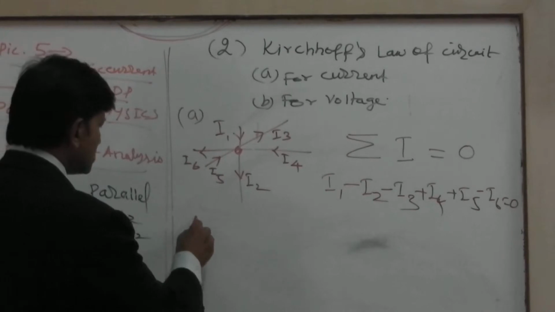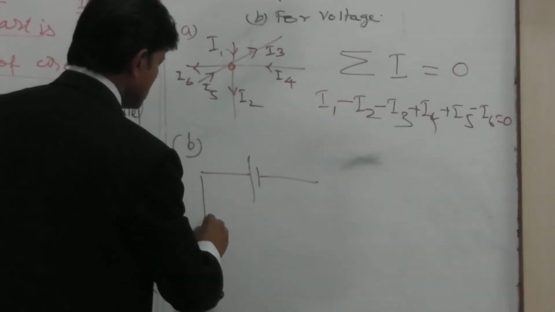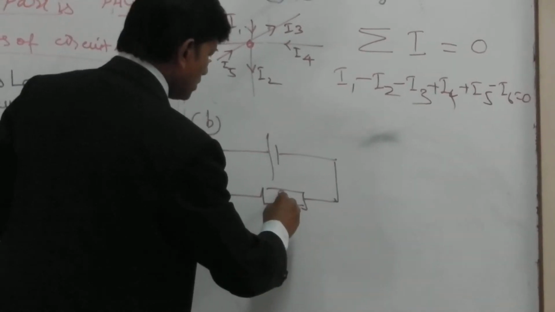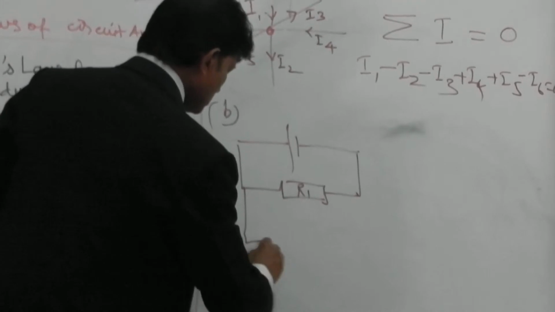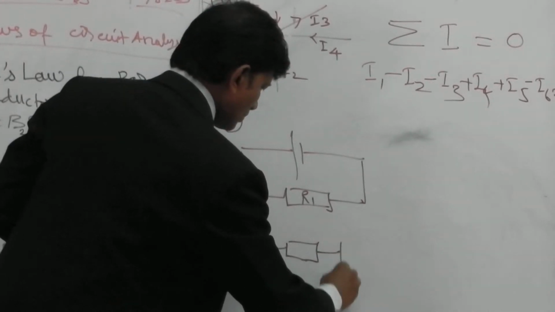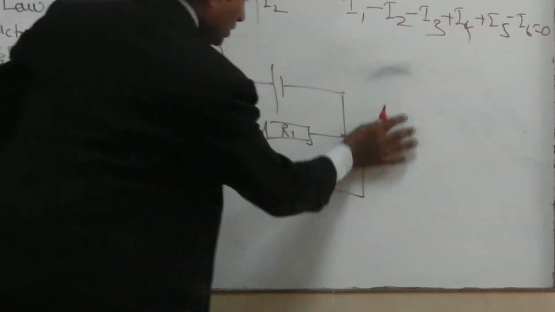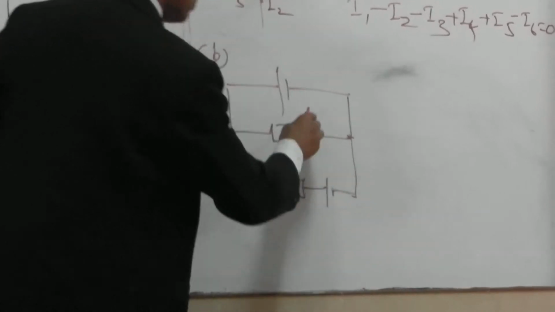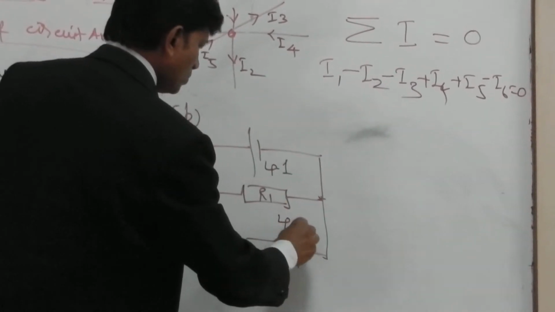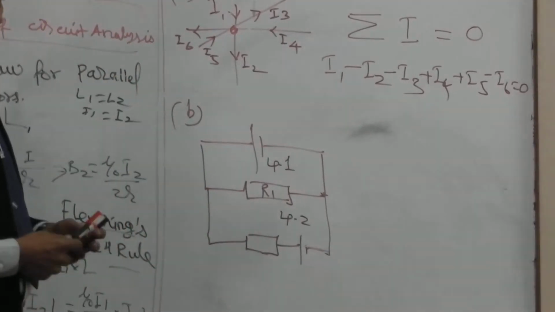Kirchhoff's voltage equation is, suppose you have a circuit like this. There are two supplies. This is R1 and another supply. So there are two loops. This is loop 1, this is loop 2. I can consider the entire thing as loop 3.